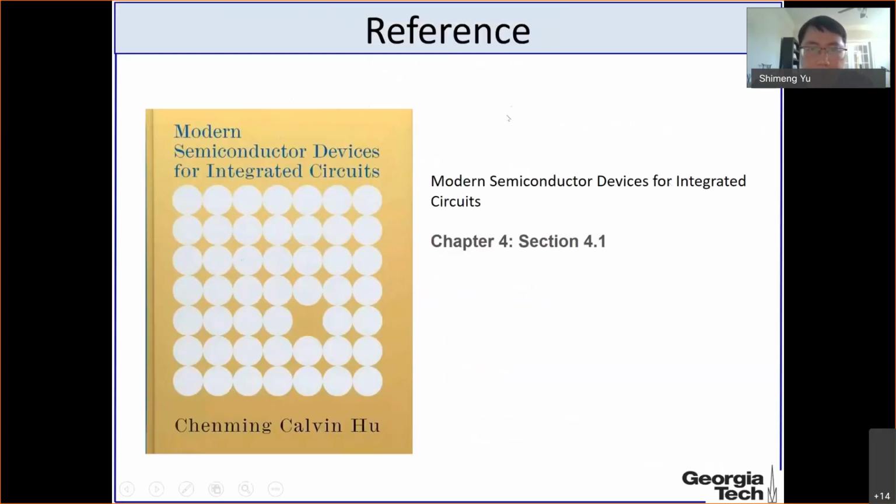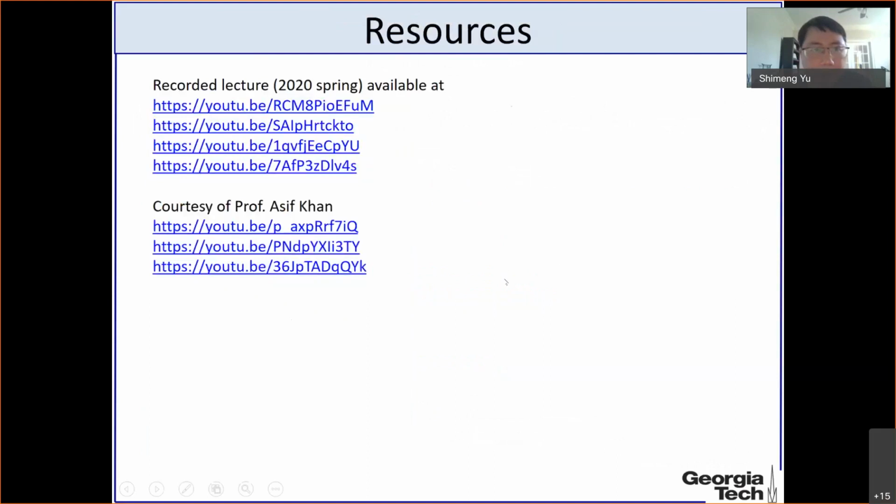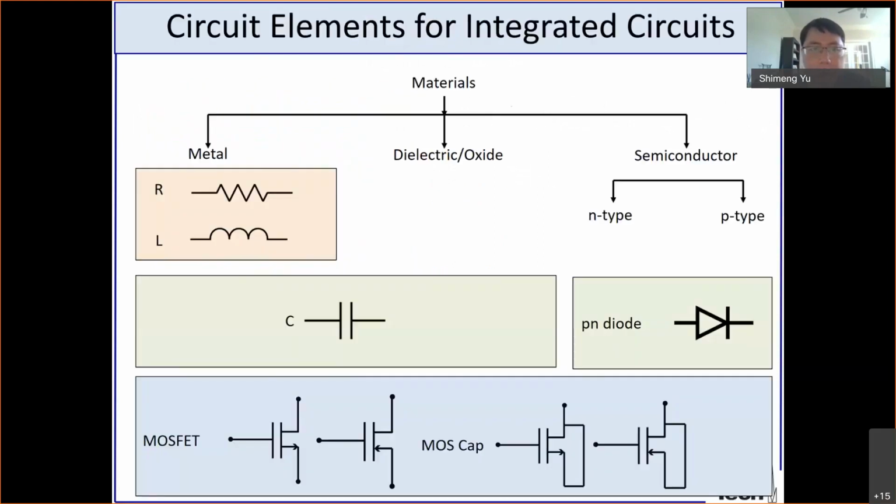So this is a reference chapter from the textbook. And then this is a SAM recorded material from Master Spring and Professor Asif Khan. So this is a circuit element for integrated circuits, and you have seen this before. In lecture 2, we talked about the metal used for the interconnect.